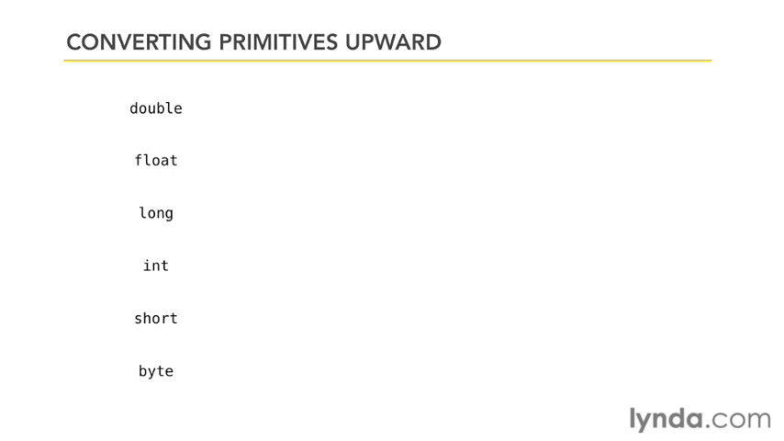So the double takes 64 bits and can handle the greatest precision, whereas the byte has the smallest range. When you convert a value from, say, a byte to a short to an int, or an int to a long, we call that converting upward. You're taking a value that fits easily into the next value upward. You can do this sort of conversion with very simple syntax.